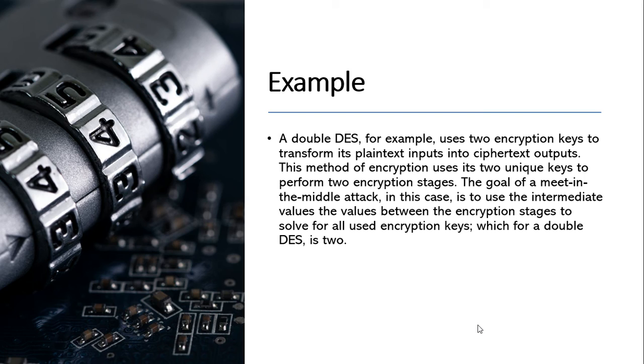For example, double DES uses two encryption keys to transform its plaintext inputs into ciphertext outputs. This method of encryption uses its two unique keys to perform two encryption stages. The goal of a meet-in-the-middle attack in this case is to use the intermediate values between the encryption stages to solve for all used encryption keys, which for double DES is two.